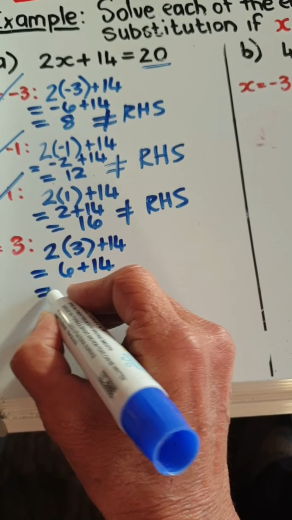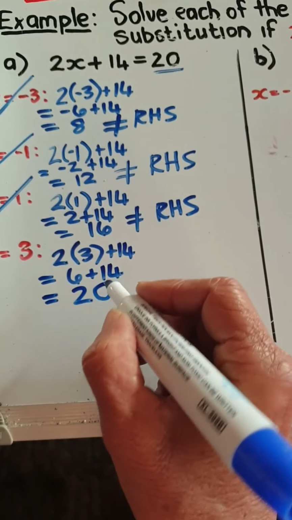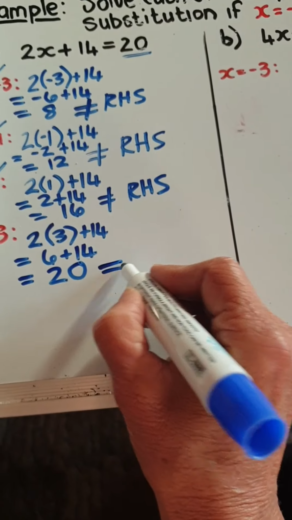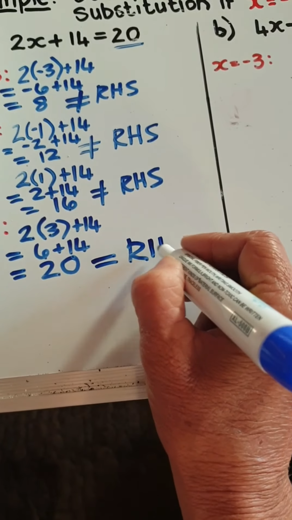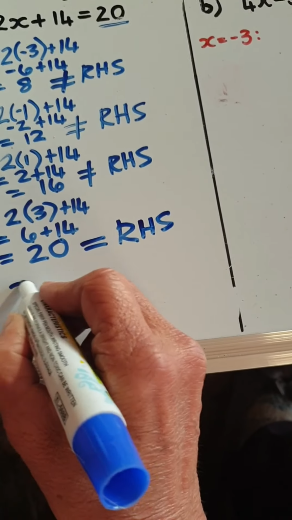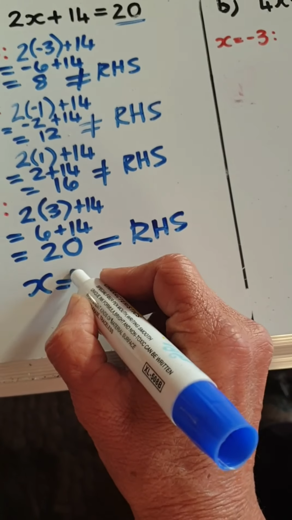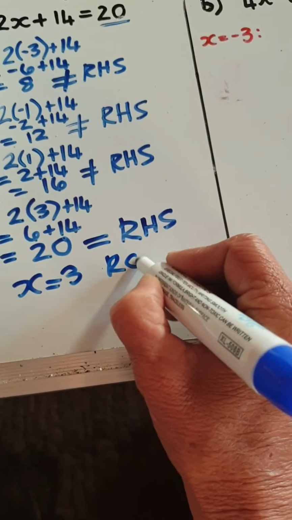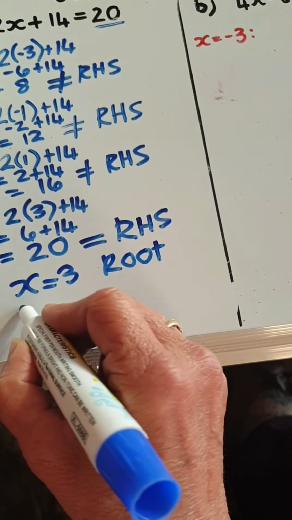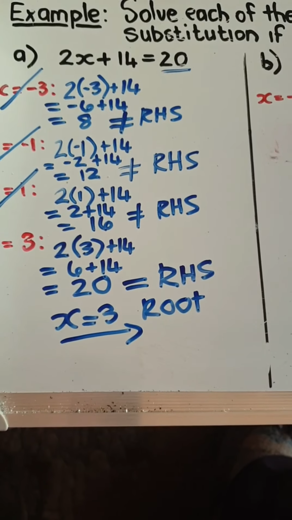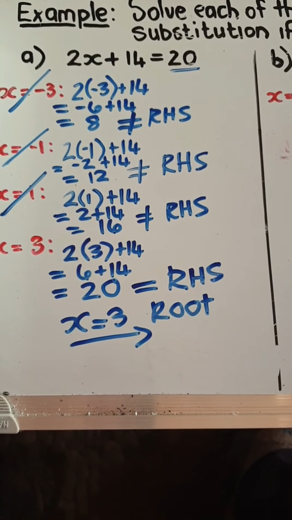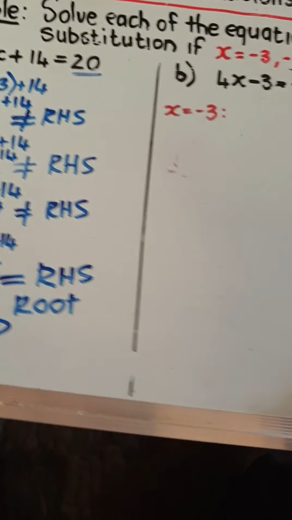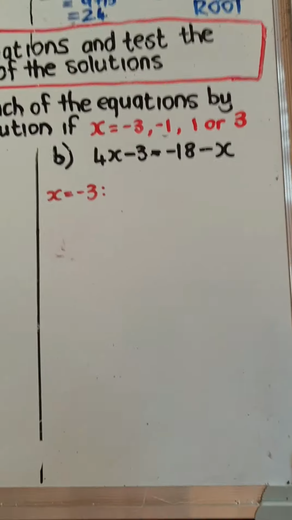And at last, you see, I get 20. So 20 is equal to the 20 on the right-hand side, which means that x equal to 3 is a root of the equation, or it's a solution, and it's my answer. I have solved that. X must be 3. Let's look at another example.